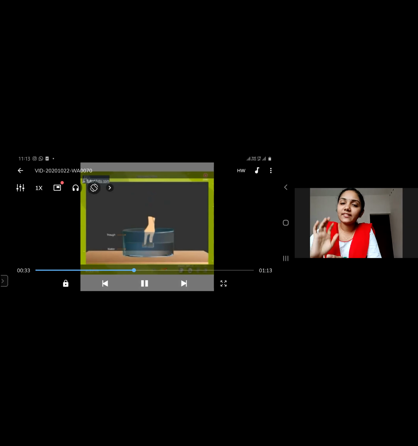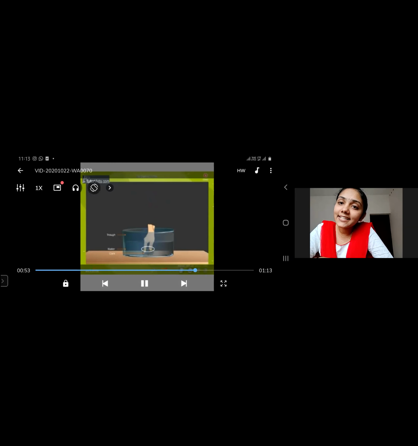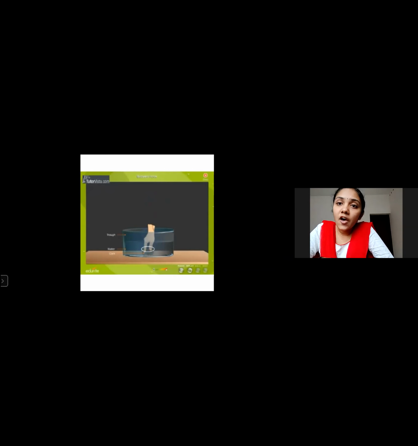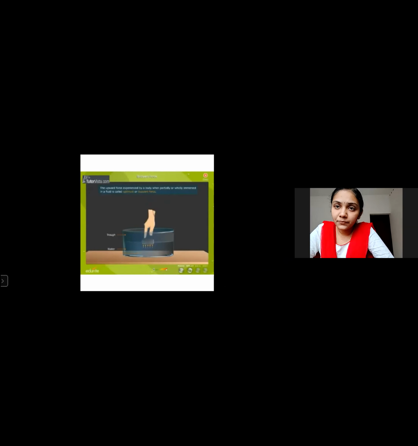As soon as the man is applying a force downwards, you can see the arrow indicating the downward force, but there is an upward force in the bottom of that water that is exerting an upward force which is denoted by that arrow. So the downward force is counterbalanced by the upward force which makes the object float on the water. This is what is called buoyant force.